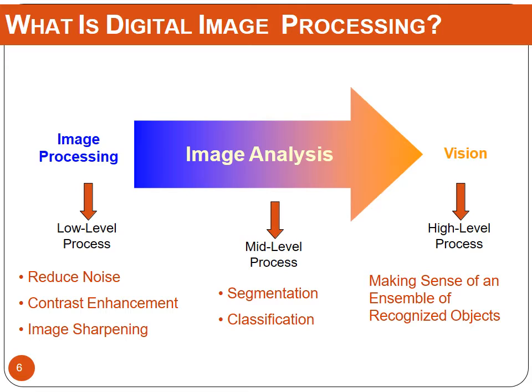So this is the basic overview of digital image processing. Initially we consider the image, and it is called a low level process. In this we reduce the noise, enhance contrast, and sharpen the image. After that it is given to the mid-level process, that is segmentation and classification, and then finally it is given to the high level process, that is making sense of an ensemble of recognized objects.